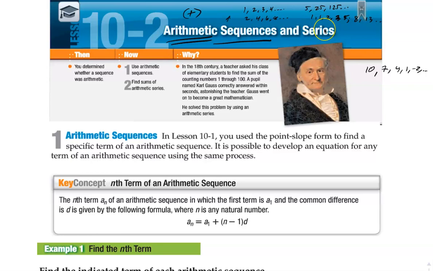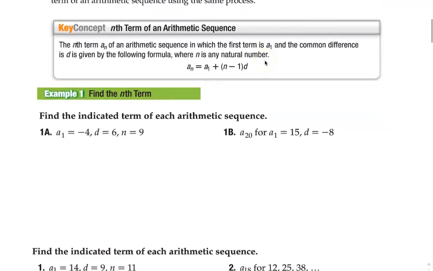And a series, before I move on, is just like a sequence, but you're adding up all the terms. So it's 1 plus 2 plus 3 plus 4, or 2 plus 4 plus 6 plus 8. So sequence and series are both based on a list of numbers. A series is when we add those listed numbers; a sequence is when we just list the numbers. So let's talk about arithmetic sequences in more detail.